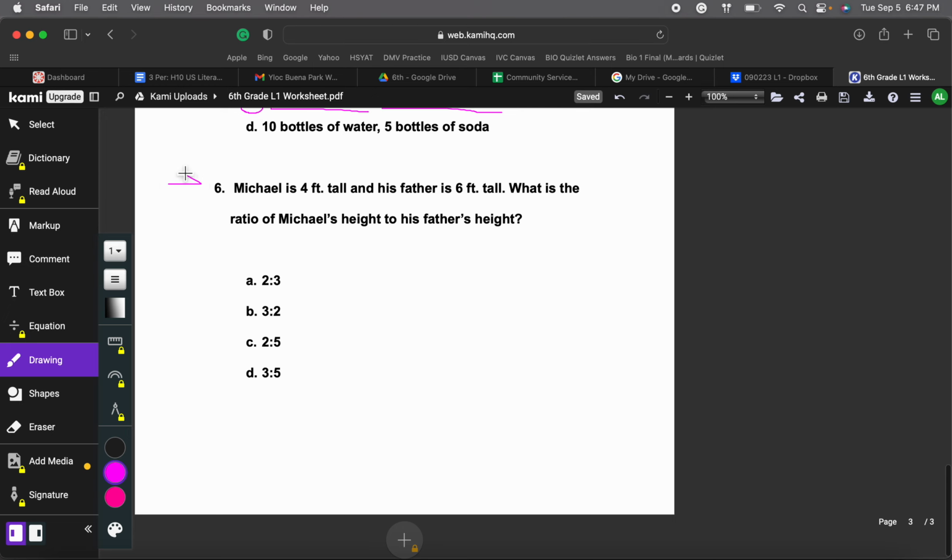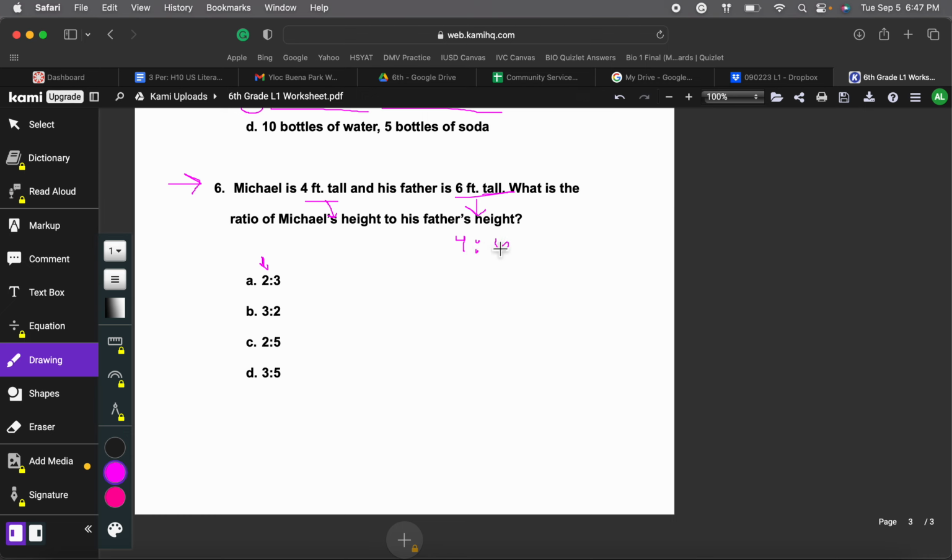Okay, let's try one more. Let's try number 6. Michael is 4 feet tall, and his father is 6 feet tall. What is the ratio of Michael's height to his father's height? Okay, so we know Michael is 4 feet tall already, so we're going to write Michael's height first. It's going to be the first number here, not the second number, just so we don't get confused. And then we know that his father is 6 feet tall. So it's basically super simple, just like the other ones. We're going to write the ratio 4 to 6.